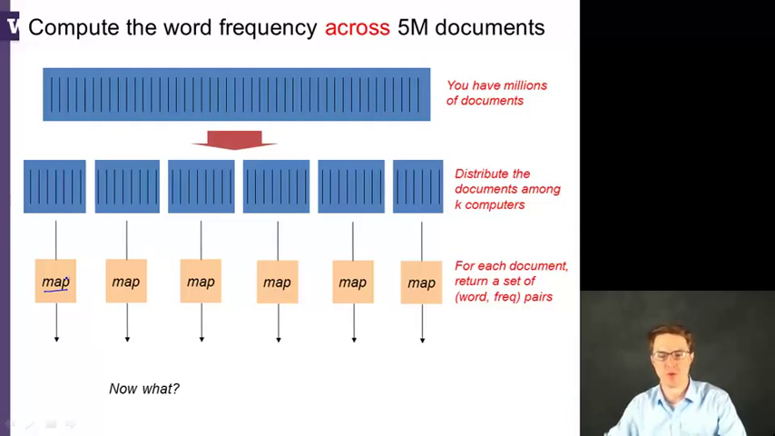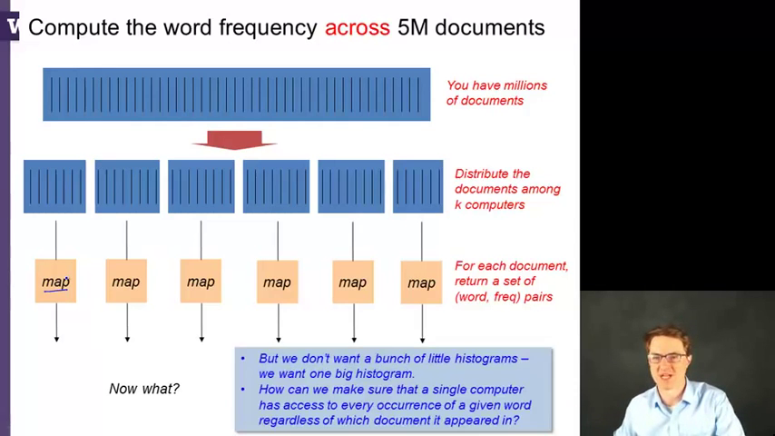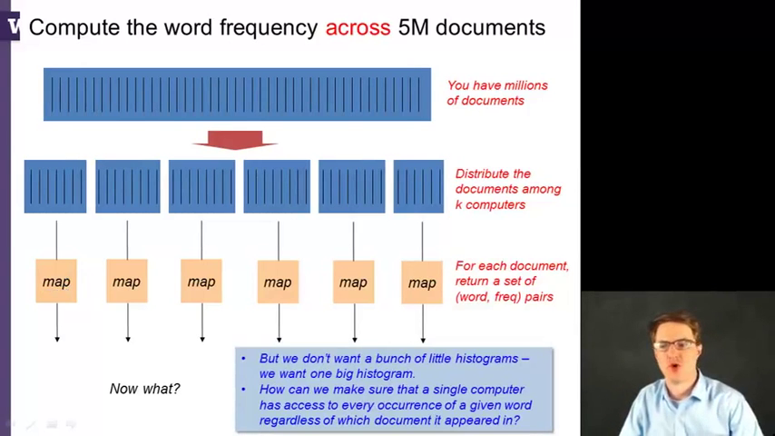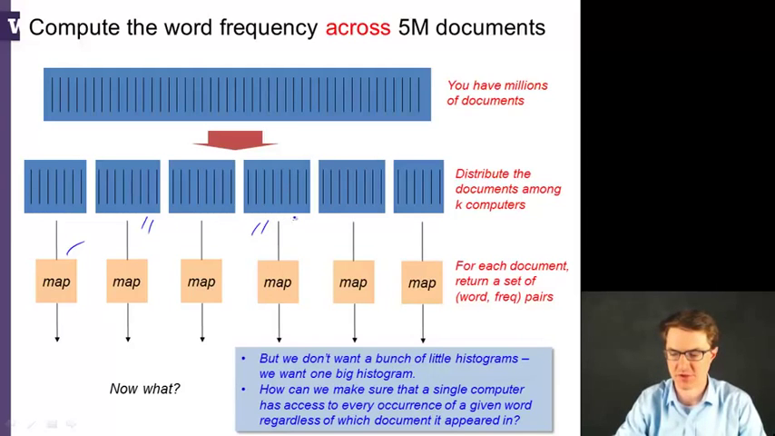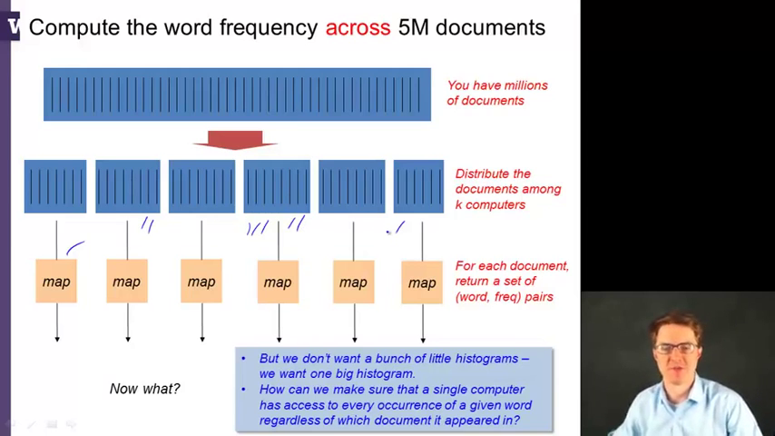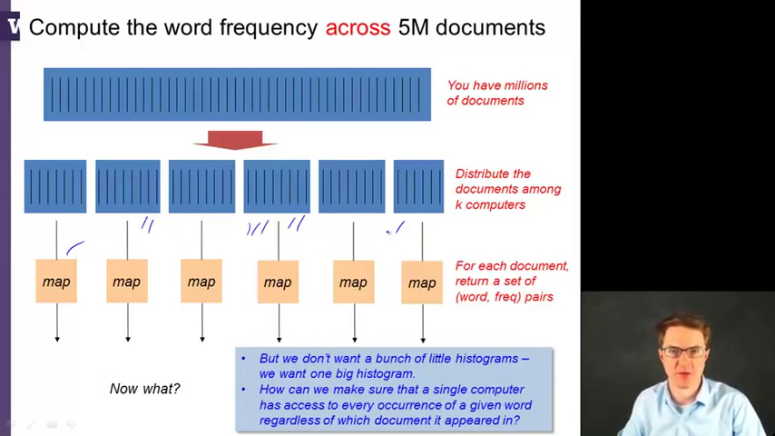Right, so what we will get out here is a set of frequencies, but that's not what we want. We want one big histogram. And to build this one big histogram, we have to make sure that a single computer has access to every occurrence of some particular term. So if the word history appears in some document on this machine, and it appears twice in this document and 3 times and two times in documents on that machine, and so on, we have to group those all up and send them to a single place just so we can count them.